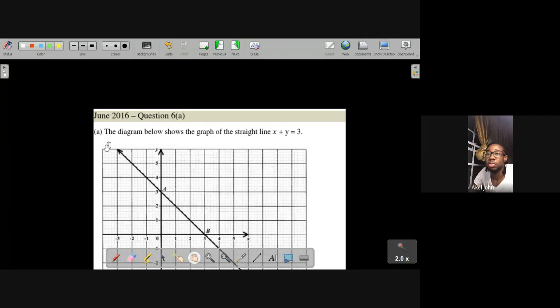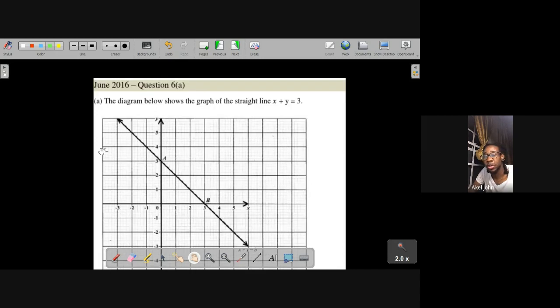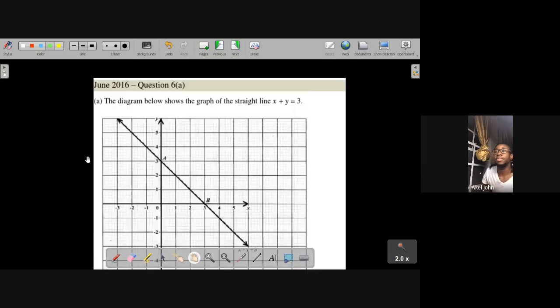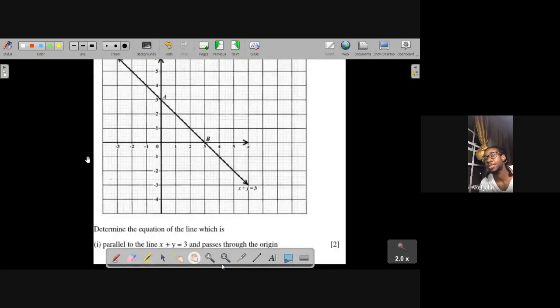Today we have a paper from June 2016, question 6a. The diagram below shows the graph of the straight line x plus y is equal to 3. They want us to determine the equation of a line which is parallel to the line x plus y is equal to 3 and passes through the point of origin, for 2 marks.